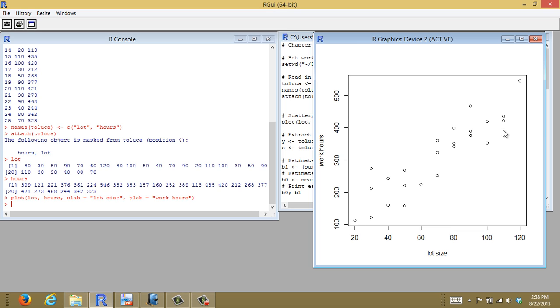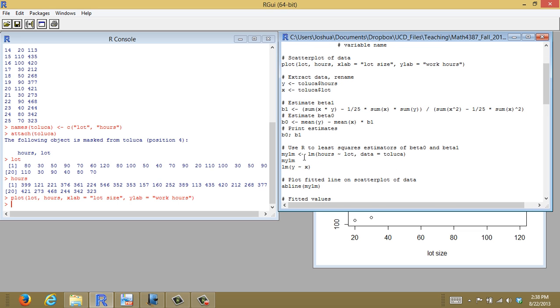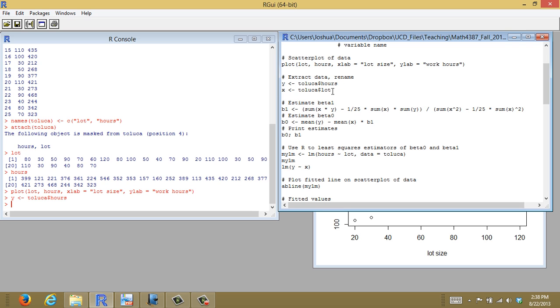So we can see that there's an upward linear trend in the data here. The data looks like it can be fit pretty well to a straight line. So let's estimate beta 1 and beta naught using their least squares estimates. And so this is our notation right here. You don't have to worry too much about what this means, but just to walk through what it does stand for. In order to make the analysis simpler, I'm going to take the hours variable that's in Toluca and store it as the variable y, and I'm going to take the lot variable that's in Toluca and store it as the variable x.